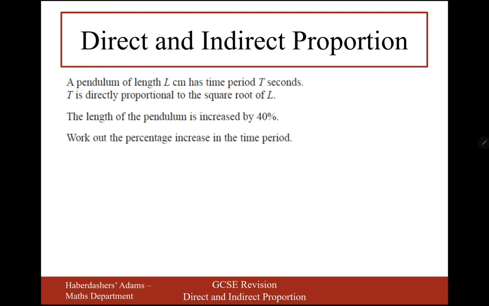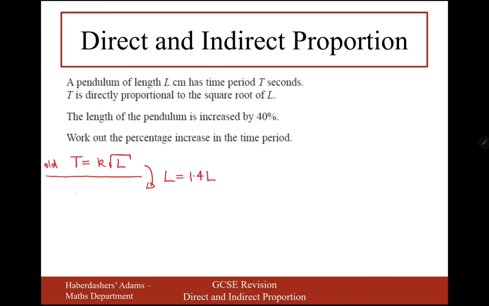Okay, so in this question here, a pendulum of length L has a time period T seconds. T is directly proportional to the square root of L. The length of the pendulum is then increased by 40%. So what we're going to do here, the length of the pendulum is L. So this is the old, or before, and now I'm going to change L and increase it by 40%. Now, if you increase something by 40%, you're timesing it by 1.4.